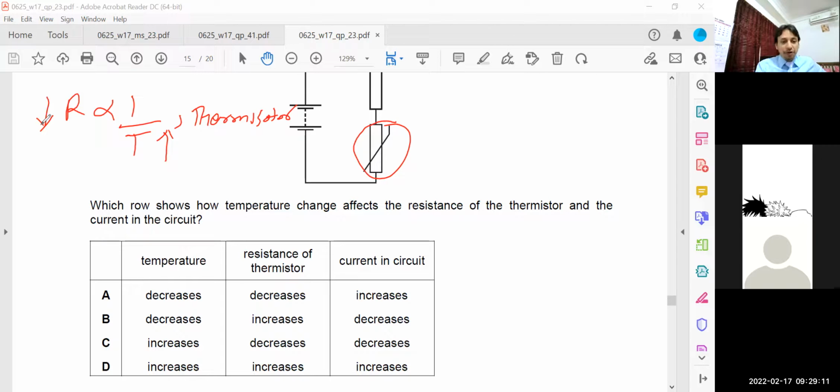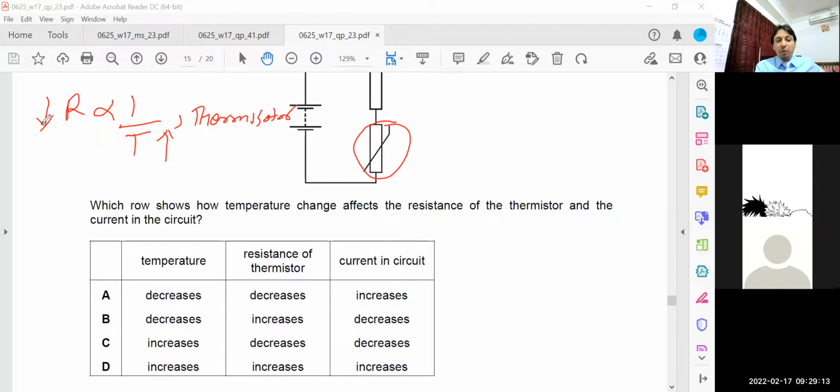So let us find out. I will start from option A. Suppose they said the temperature decreases. If I decrease the temperature as per option A, let me use the yellow here, then I know that the resistance of the thermistor will increase, but they are saying it is decreasing. So A is wrong.